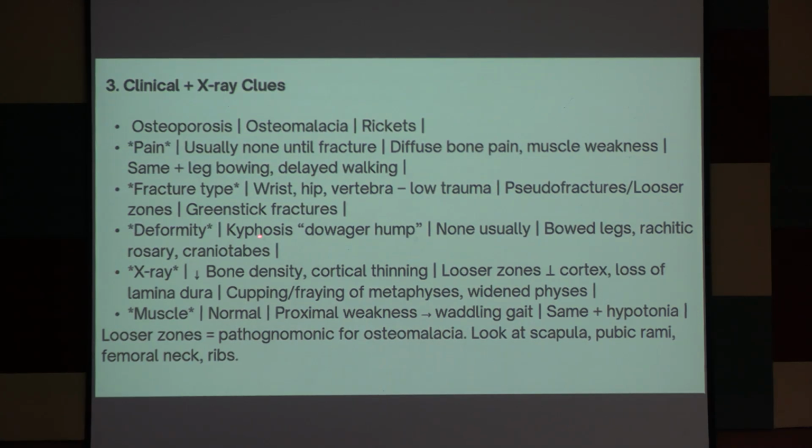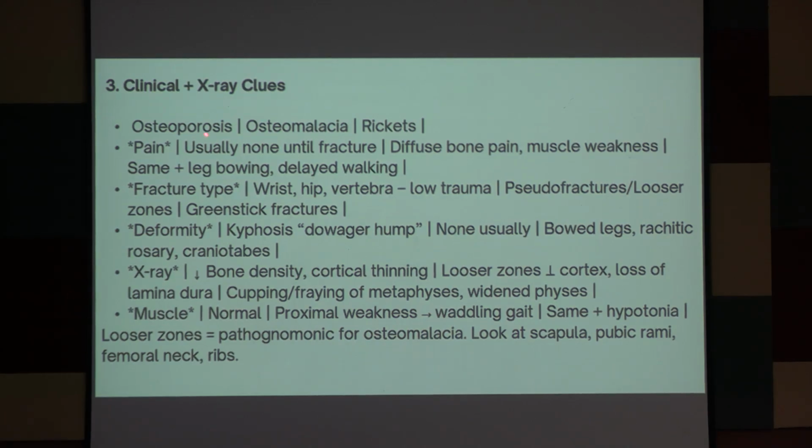Deformity: in osteoporosis, there will be kyphosis, dowager's hump. Osteomalacia, there is no deformity usually, but in rickets, there will be bowed legs, rachitic rosary, and craniotabes. These are the deformities in rickets. X-ray: in osteoporosis there will be decrease in bone density and cortical thinning. In osteomalacia, Looser zones, reduction in the cortex, loss of lamina dura, and in rickets, cupping or fraying of metaphyses, widened physes.